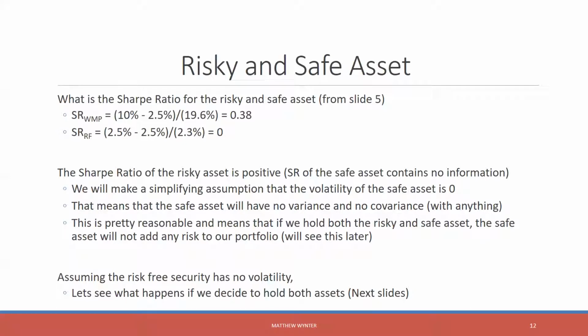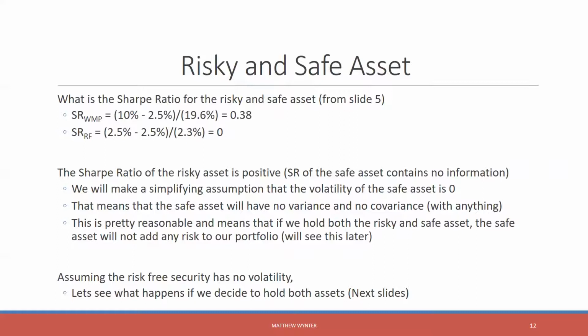What happens if we do that same step for the risk-free asset? Well, if you have the risk-free rate minus the risk-free rate, everything else is going to be zero. So what's the takeaway? Clearly, the Sharpe ratio of the risky asset is positive, and the Sharpe ratio of the safe asset contains no information. So it's not really a good way for us to evaluate our safe asset. Let's go a step further.